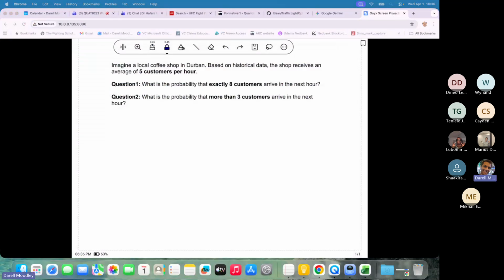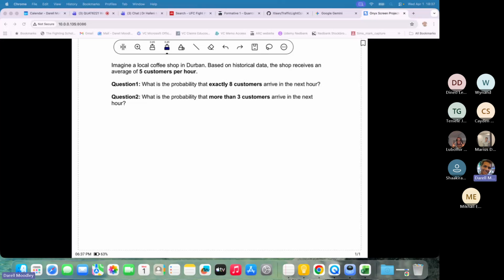Okay, so for the Poisson equation, you don't have to worry about memorizing it. I mean, even I don't memorize it. I use the formula from the formula sheet, and don't be daunted by it. I'll write it out here. Like I said, you don't have to memorize it.